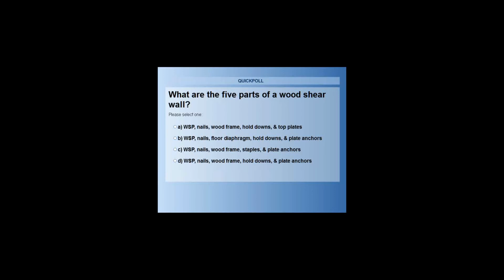What are the 5 parts of a wood shear wall? A, WSP, nails, wood frame, hold downs, and top plates. B, WSP, nails, floor diaphragm, hold downs, and plate anchors. C, WSP, nails, wood frame, staples, and plate anchors. Or D, WSP, nails, wood frame, hold downs, and plate anchors. And WSP stands for wood structural panels.